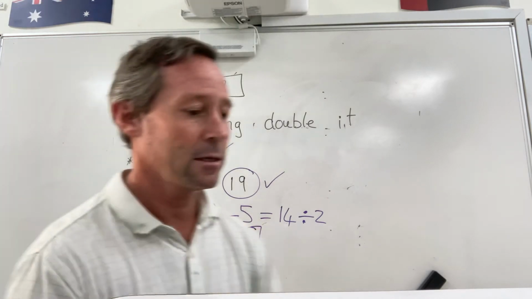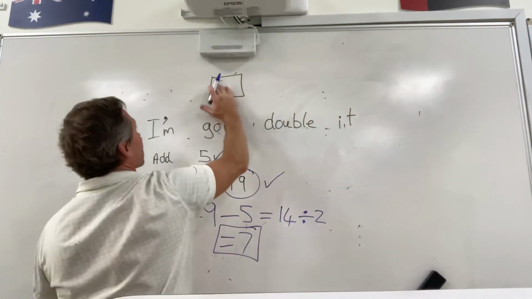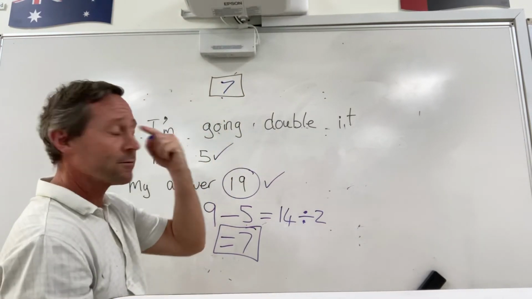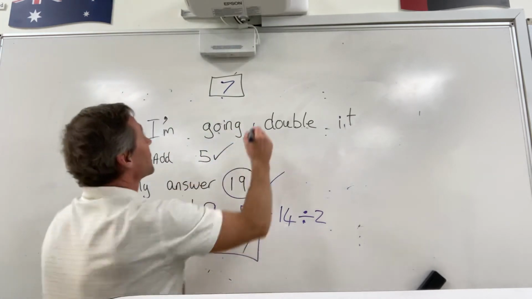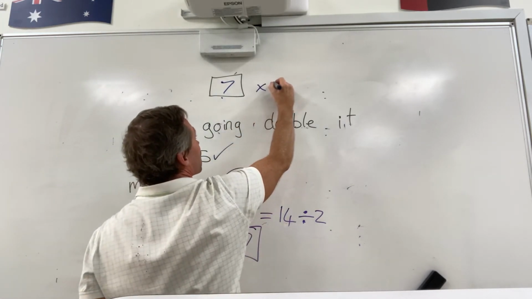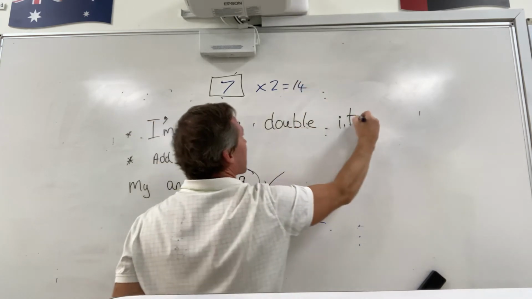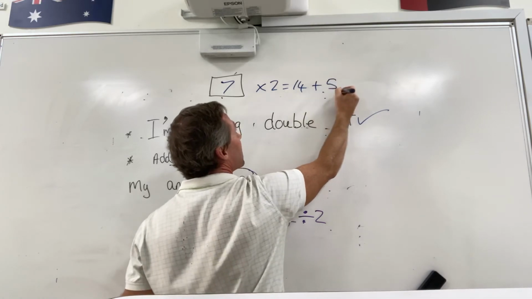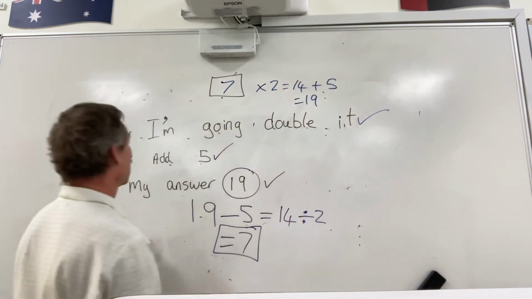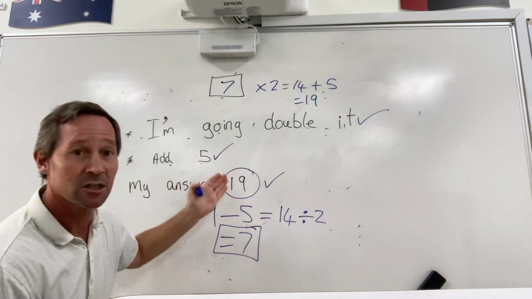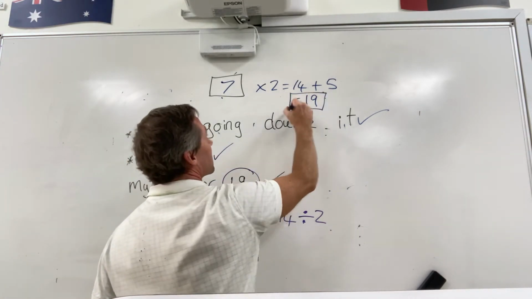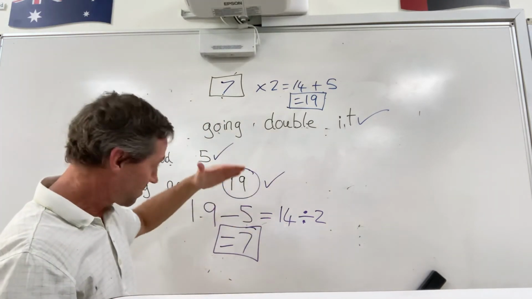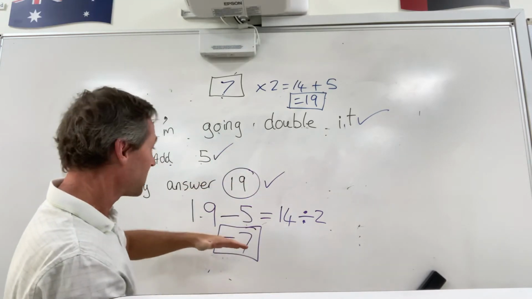To double check, let's put 7 in here. We go the other way. So if I started with 7, that's the number I thought of. I'm going to double it. That means times it by 2. At the moment it's 14. I'm going to add 5, plus 5 gives me 19. My answer is 19. So that is what my first number was. So when you get these sorts of questions, go the opposite direction and do the opposite.